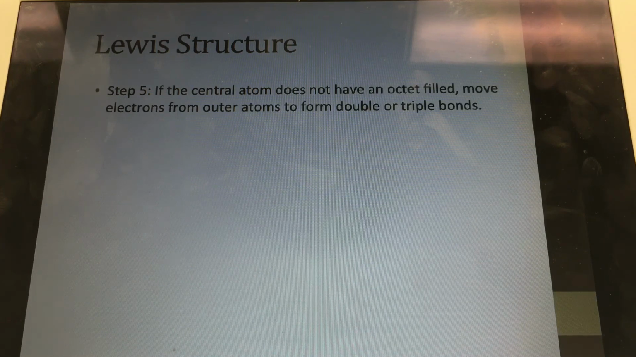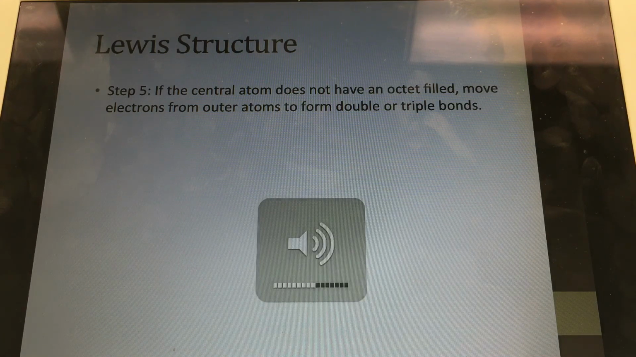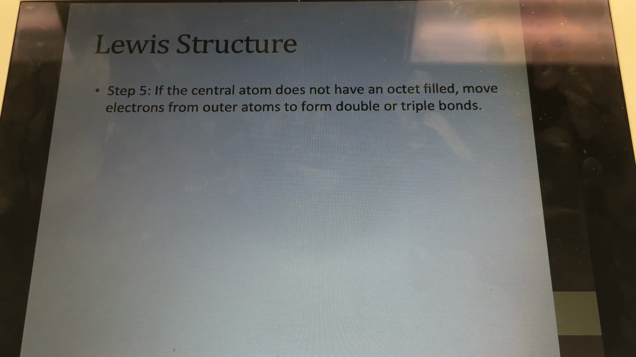In step 5, if the central atom does not have an octet filled, you want to move the electrons from the outer atoms to form double or triple bonds to the center atom. Not all molecules will have to have this done, some will.